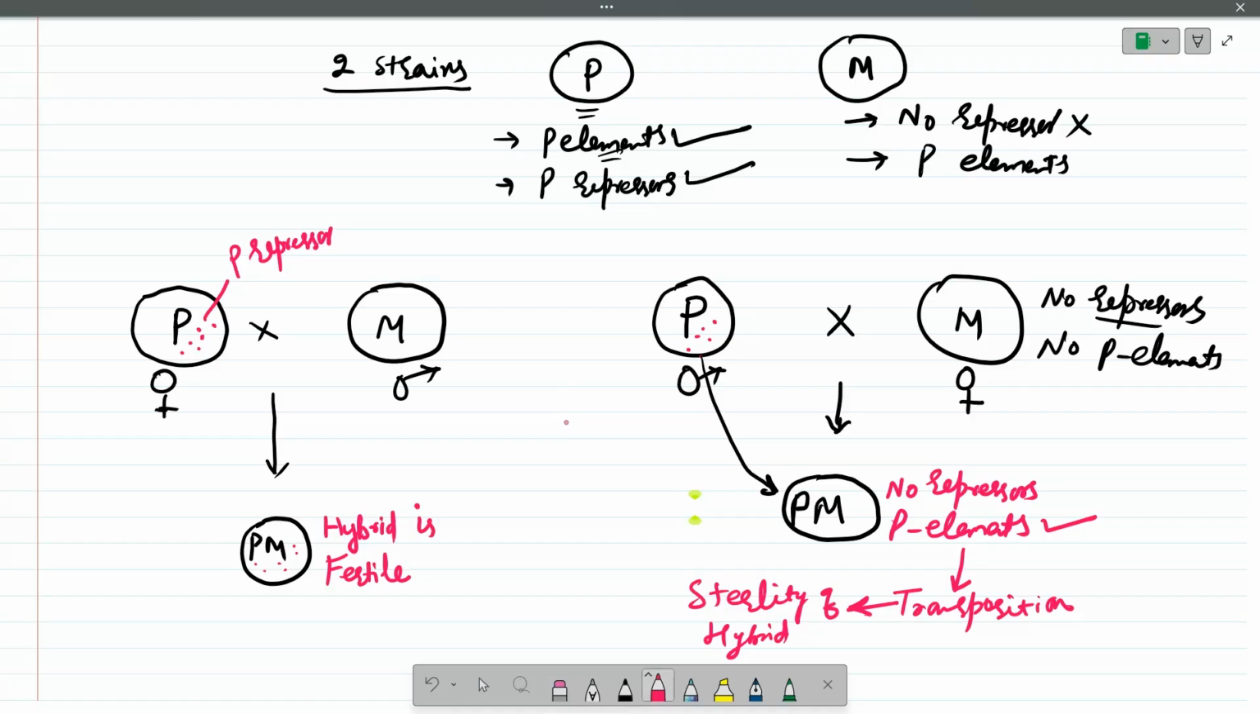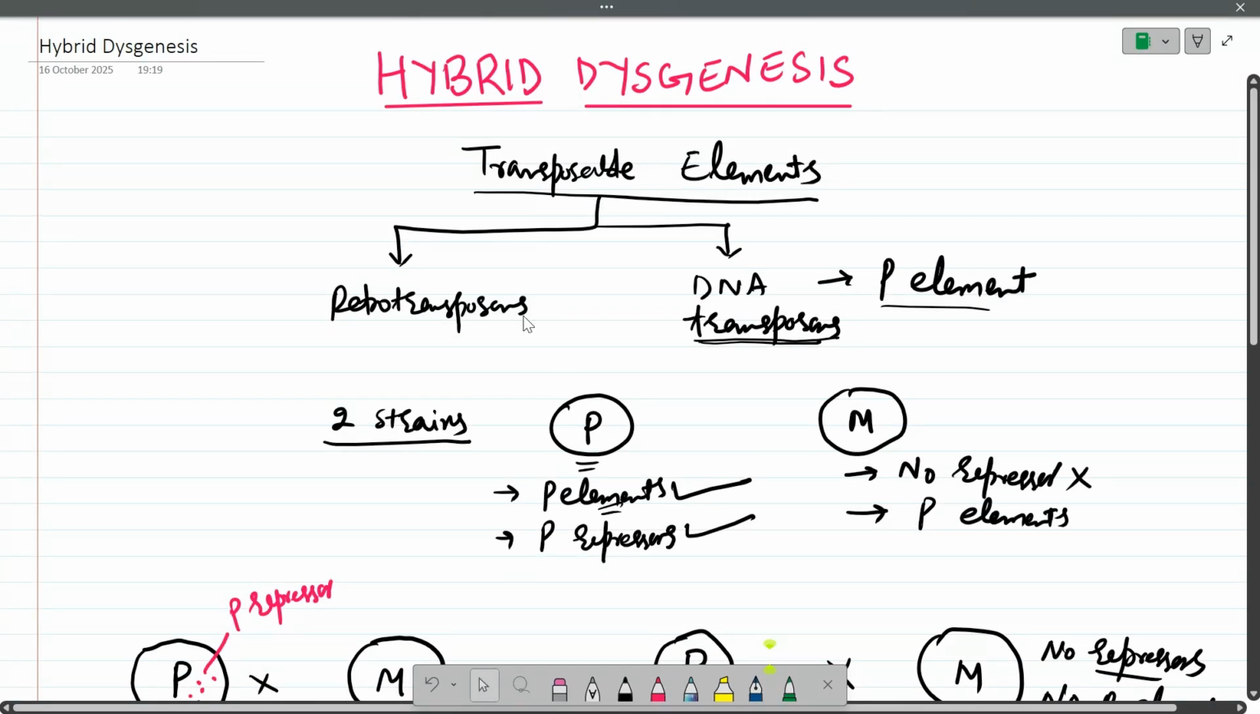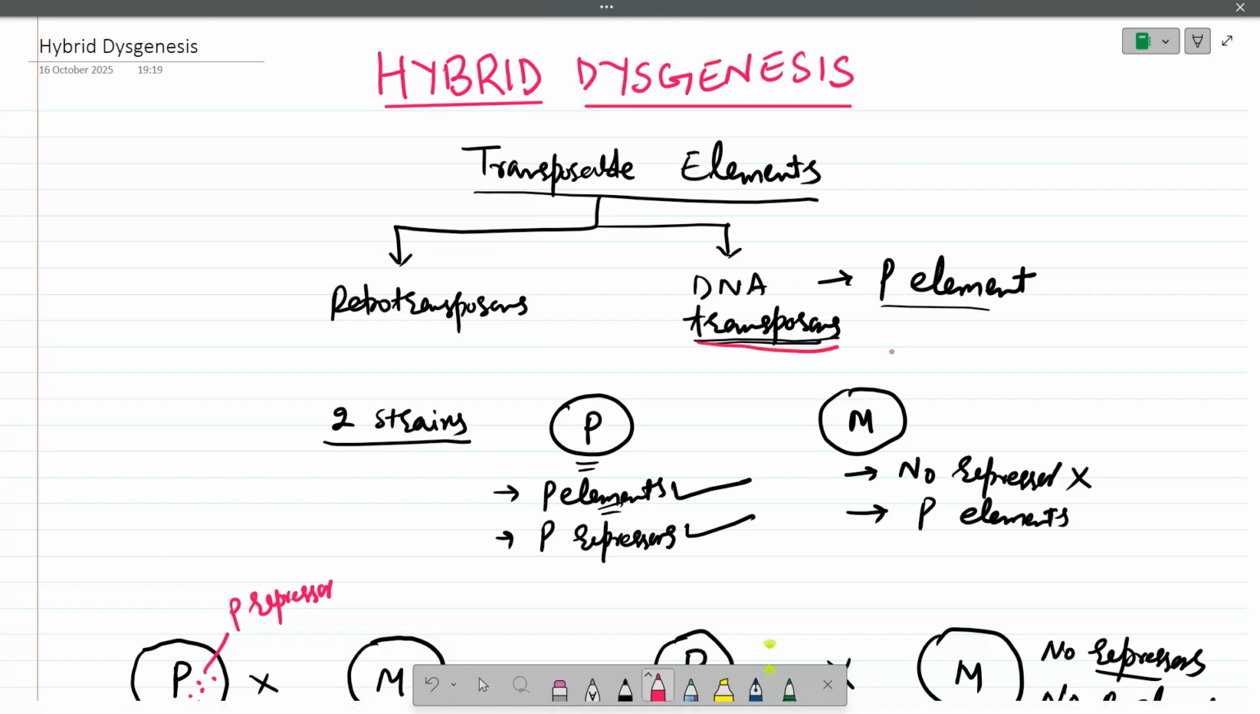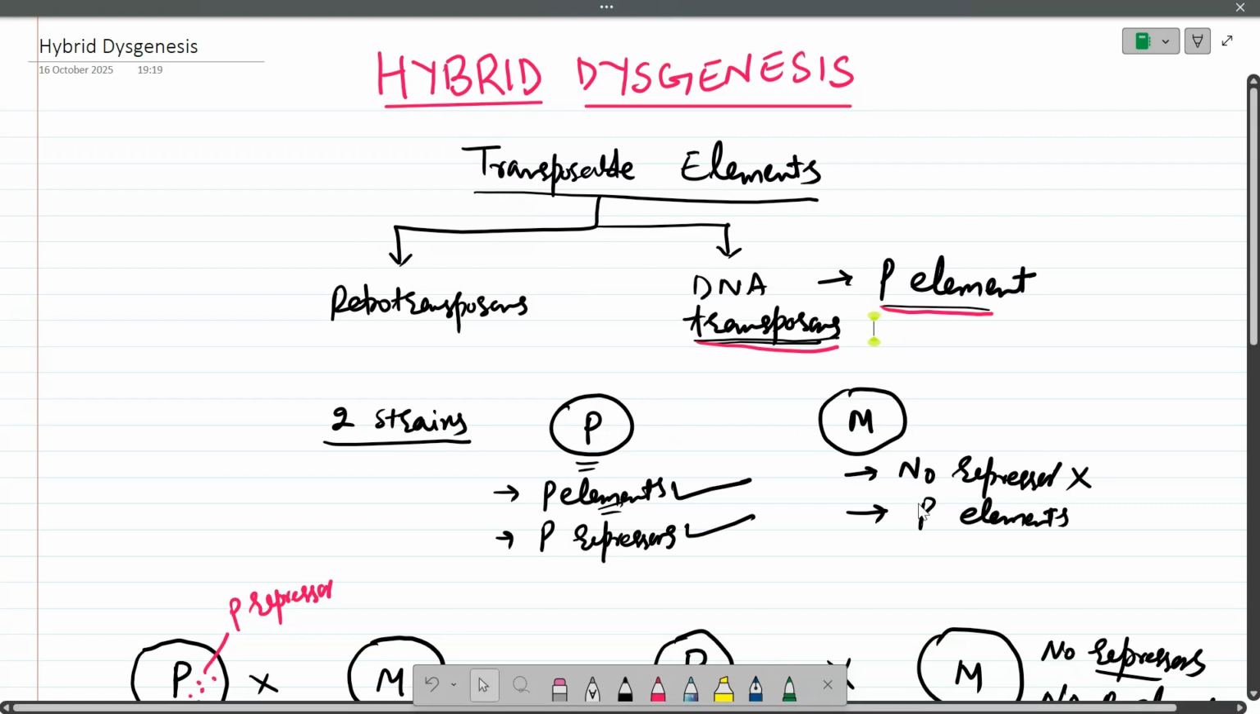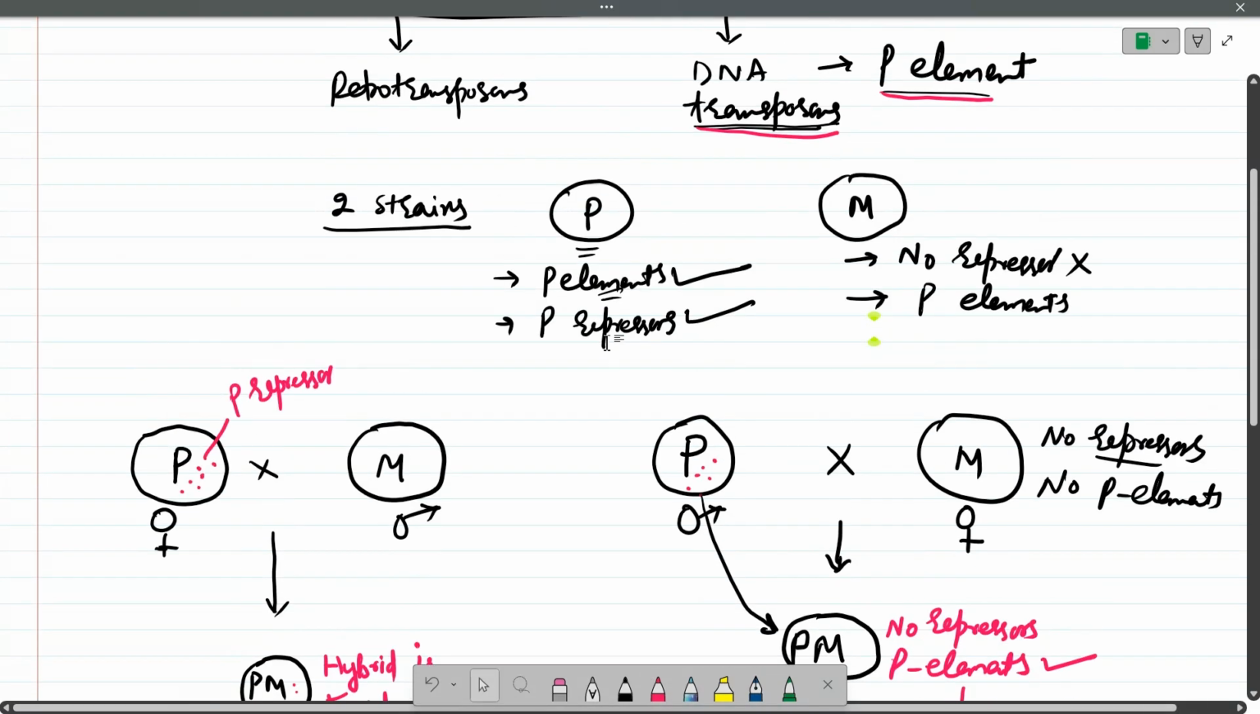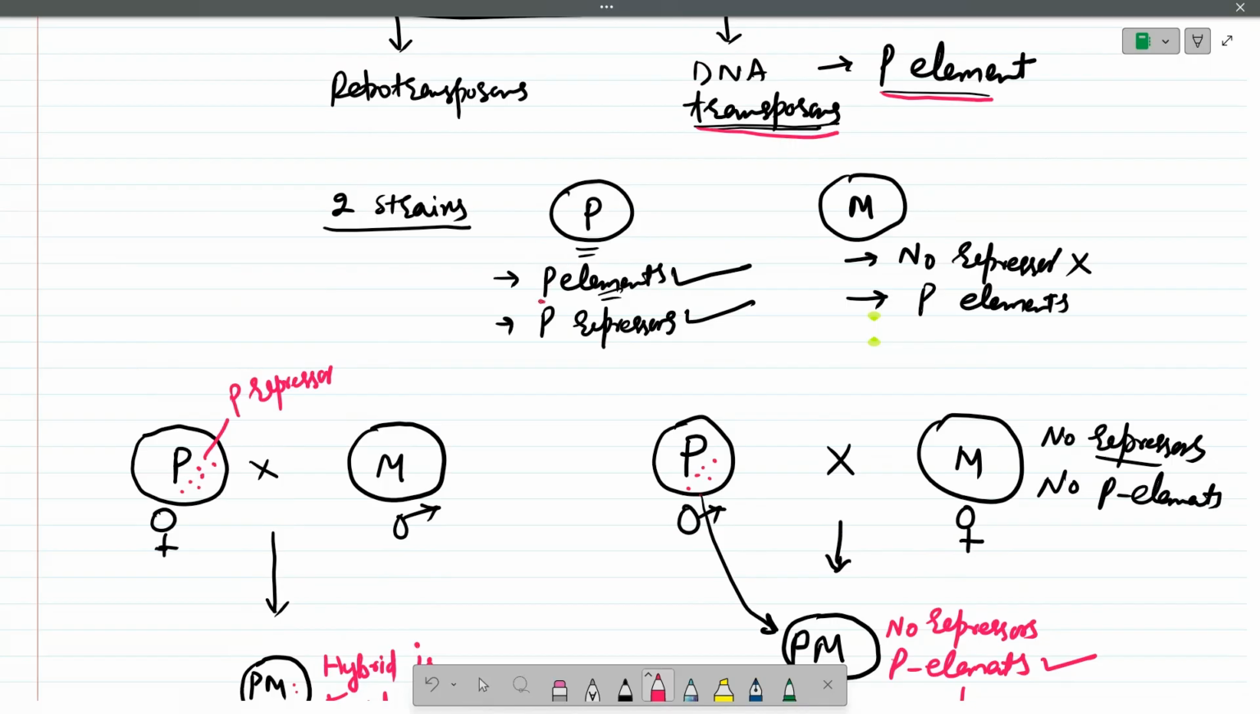I hope you got this. Still, I will try to repeat it again, and it will make much more sense. So we said that hybrid dysgenesis occurs because of a transposable element, a DNA transposon named P element. Based on the activity of this P element, we have a P cytotype and M cytotype. In case of P cytotype, there is presence of P elements and P repressors, and these P repressors suppress the transposition of P elements. And in case of M cytotype, there is no repressor and no P elements.